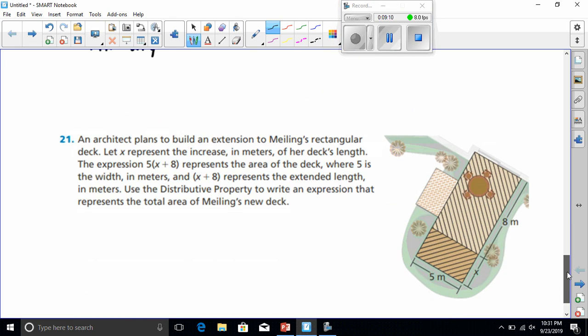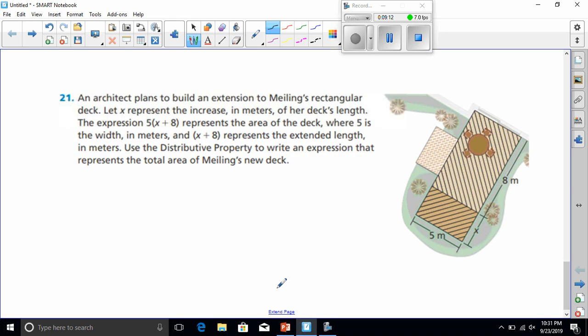And I guess I'm on my last one now, number 21. An architect plans to build an extension of Mylene's rectangular deck. Let x represent the increase in meters of her deck length. The expression 5 times x plus 8 represents the area. Well, we're talking about area, right? 5 times, remember this is her deck, and then the extended part is going to be x. We don't know what that is, but we do know 8 is going to be added to x. So x plus 8.